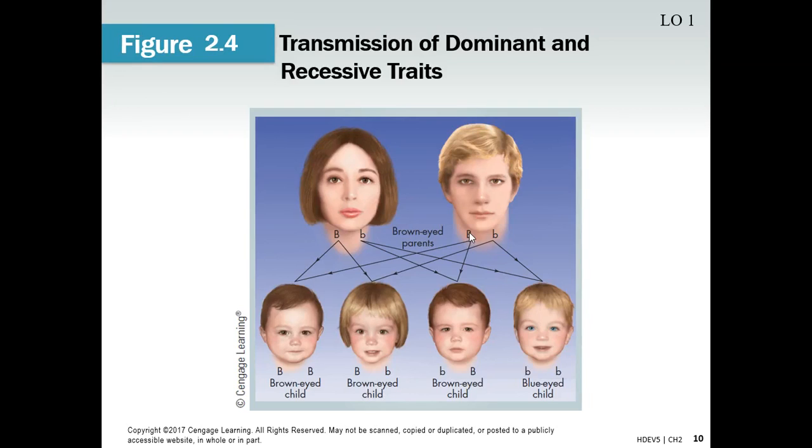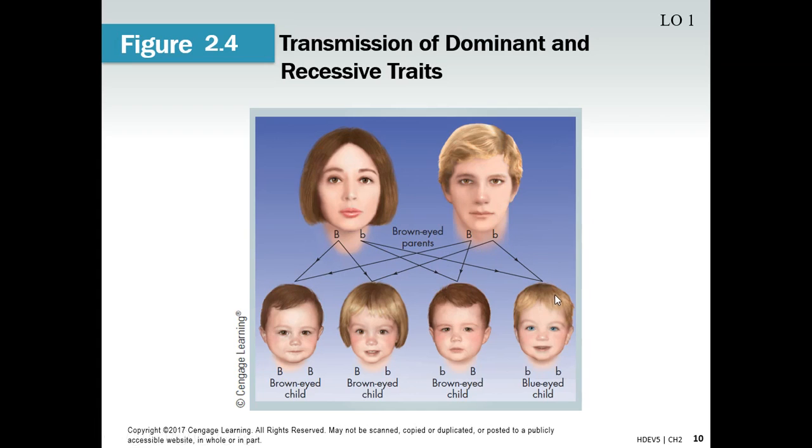Here you kind of see the combination possibilities, and I'm going to break this down into a Punnett square in just a minute. But you can see that mom in this case has heterozygous alleles, one capital, meaning dominant, and one lowercase, meaning recessive. Therefore, she can pass down either her dominant trait or her recessive trait. And in this case, dad also has heterozygous alleles, one dominant, one recessive, which means he can pass down his dominant trait or his recessive trait.